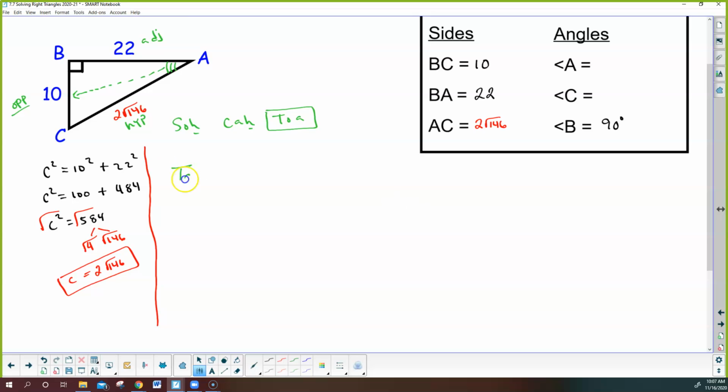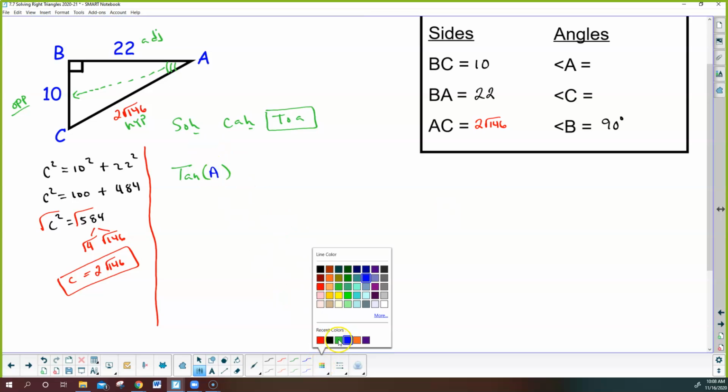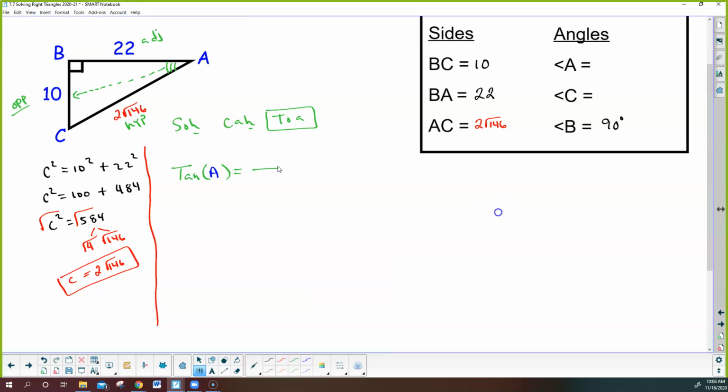So we're going to take the tangent of the angle. And that ratio has to equal opposite over adjacent. Well, we know what opposite is. Opposite is 10. Adjacent is 22. So technically, none of this is new right now. We just used the tangent ratio to set up. The only difference is I didn't know the angle measure A.